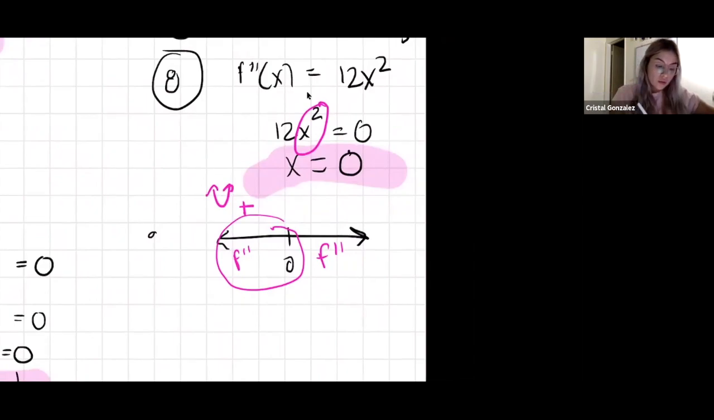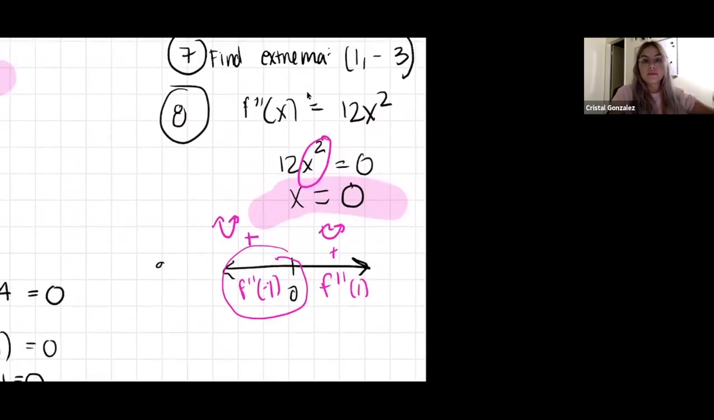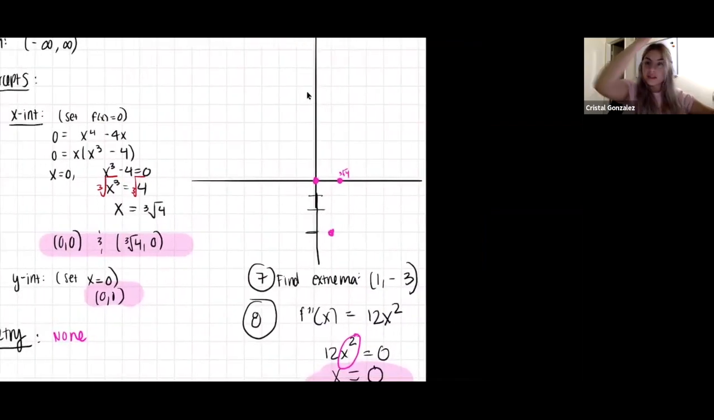So here let's say I plugged in -1, and here I plug in 1, it's still going to be positive. It's concave up, which is what we expected by the look of this graph. We can already tell it's going to be that U-shaped graph. And so this tells us that our graph is looking like this.